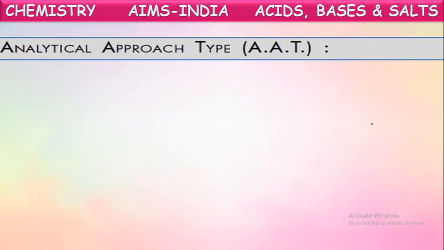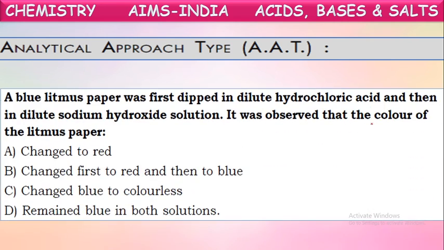Next, analytical approach questions. Blue litmus paper was first dipped in dilute hydrochloric acid and then in dilute sodium hydroxide solution. It was observed that the color of the litmus paper changes. So how does it change? What is the color of the litmus taken first? Blue litmus paper, first dipped in hydrochloric acid. It turns blue litmus to red. When it reacts with the acid HCl, we know acids turn blue litmus paper to red.